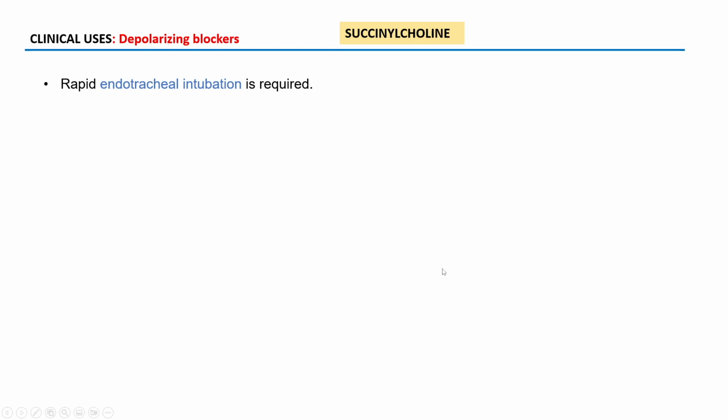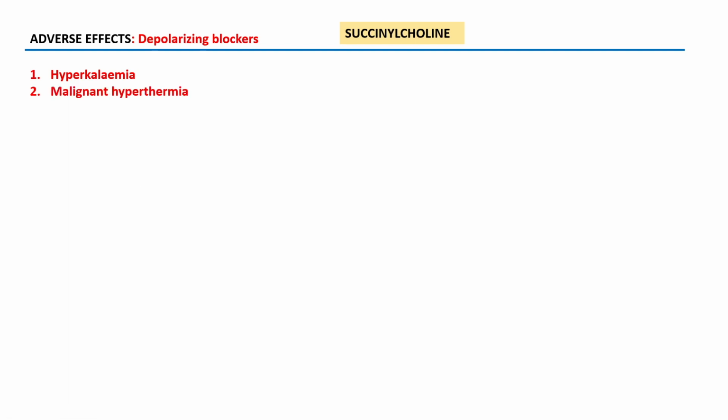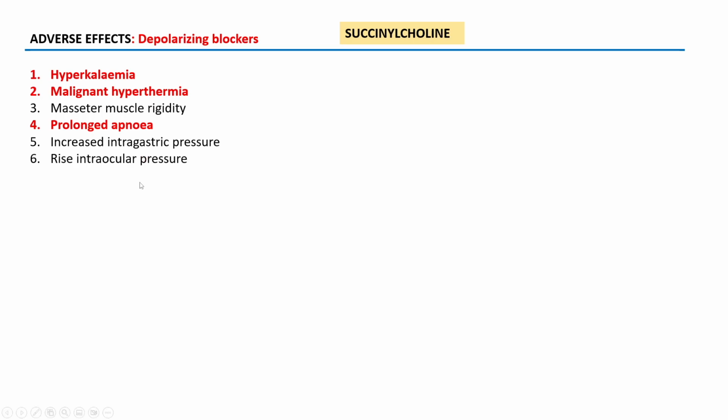So what are the clinical uses of succinylcholine? It can be helpful as an adjuvant when rapid endotracheal intubation is required, and during electroconvulsive shock treatment to prevent injury. Coming to the adverse effects of succinylcholine, it can cause hyperkalemia because of the efflux of potassium, which is also responsible for muscle soreness. It can cause malignant hyperthermia, masseter muscle rigidity, prolonged apnea, especially in atypical pseudocholinesterase genetic variant individuals, increased intragastric pressure, rise in intraocular pressure, as well as muscle soreness.